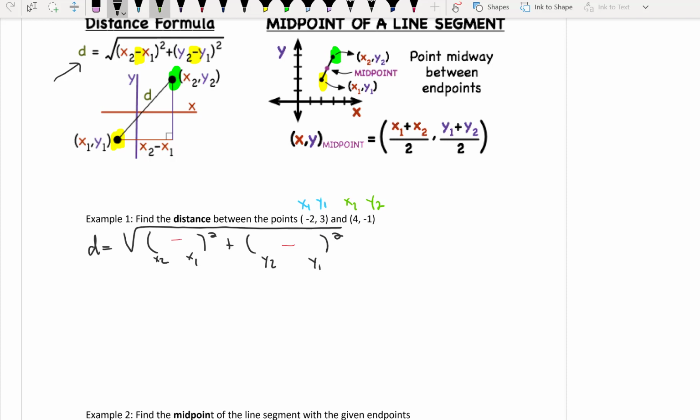So for my x2, I see that that's a 4. For my x1, I see it's a -2. My y2 is a -1. And my y1 is a +3.